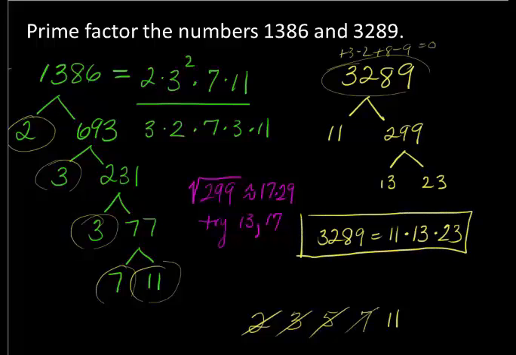Now, to be sure you don't make a mistake on something that you hand in or an exam, when you're asked to prime factor a number, when you're finished, take your calculator and check. Multiply 11 times 13 times 23, and you'll get 3,289. If you don't, then you know you made a mistake and you need to check your work.